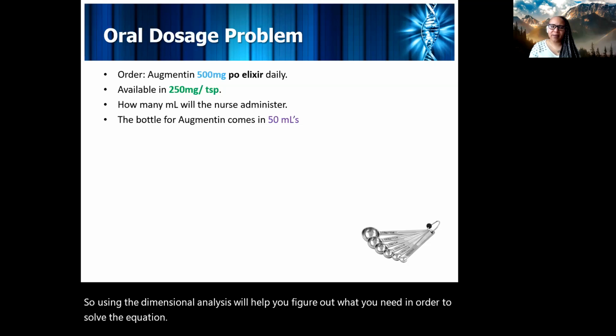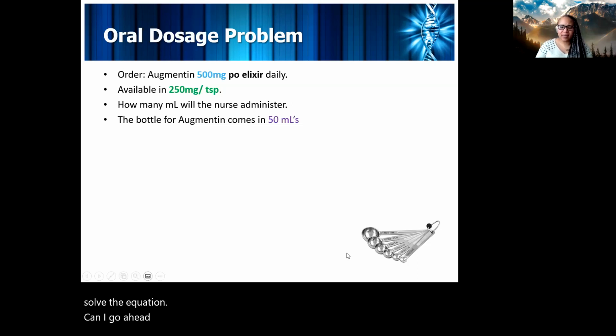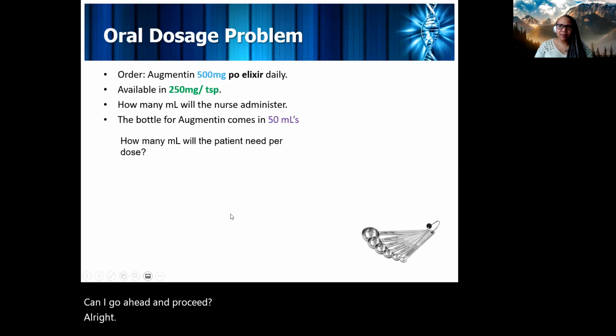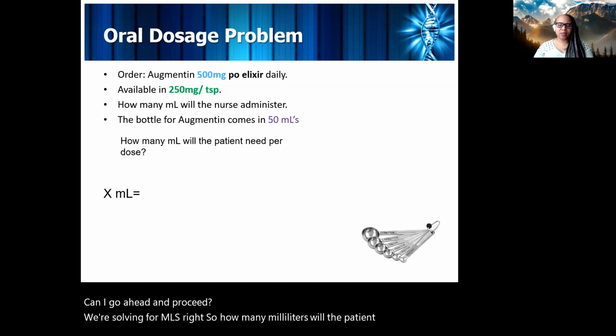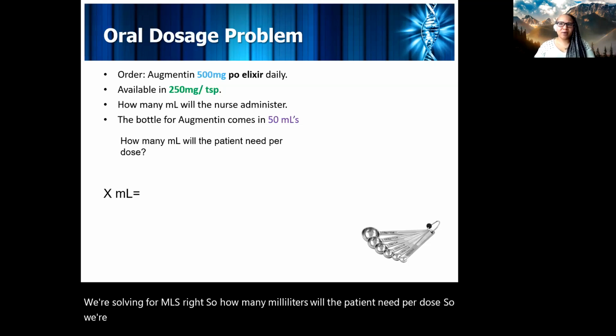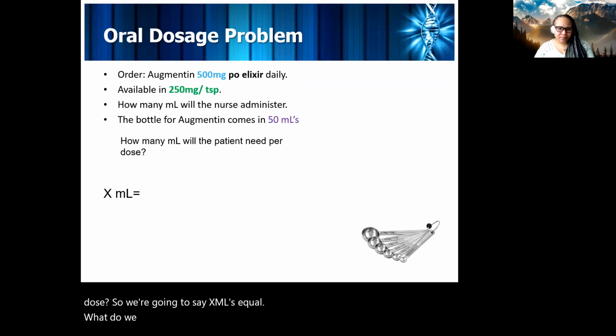Can I go ahead and proceed? All right. We're solving for milliliters, right? So how many milliliters would the patient need per dose? So we're going to say X mLs equal. What do we know? What are we going to have to use in order to solve for milliliters?